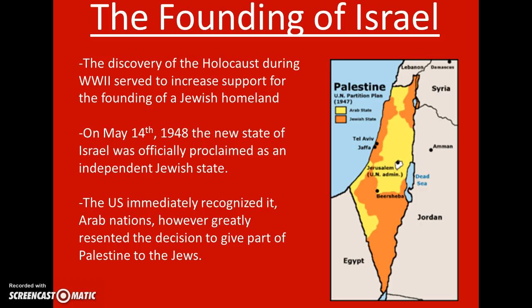Around this same time, the UN decided that the Jewish people who had been so mistreated by Hitler and the Holocaust needed their own country to call home. They carved Palestine up and created Israel. The new state of Israel was officially proclaimed as an independent Jewish state, and the U.S. immediately recognized it, but it immediately started causing problems in the Middle East as well. Arab nations greatly resented the decision on the part of the UN to give parts of Palestine to the Jews. This continues to cause conflicts through today.